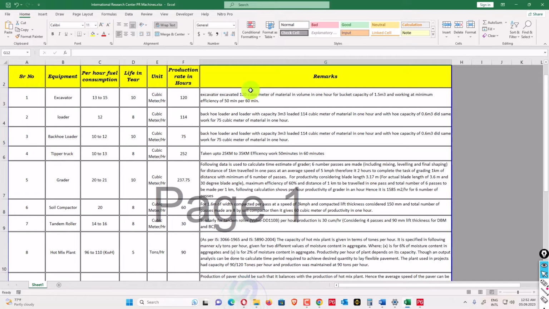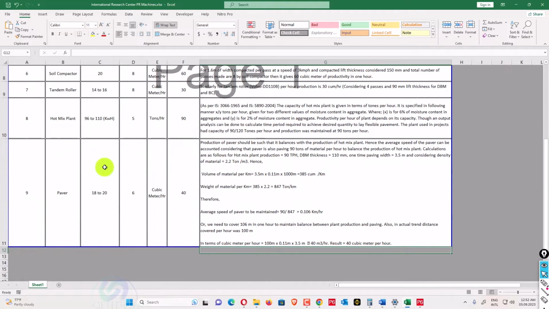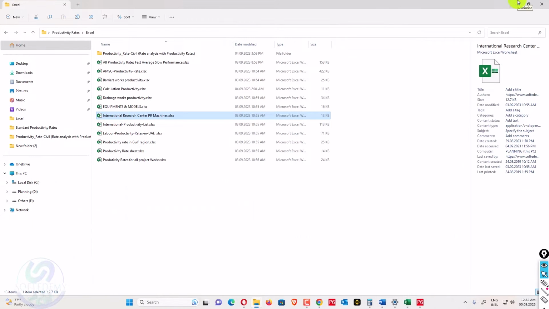But that is not really possible, so the efficiency may be lower; I consider 60 or 75. So this is some research on how a backhoe loader performs. Different researches have been combined in these productivity rates, so you can also consider them if you are going for any research. There is also an international productivity rates list.